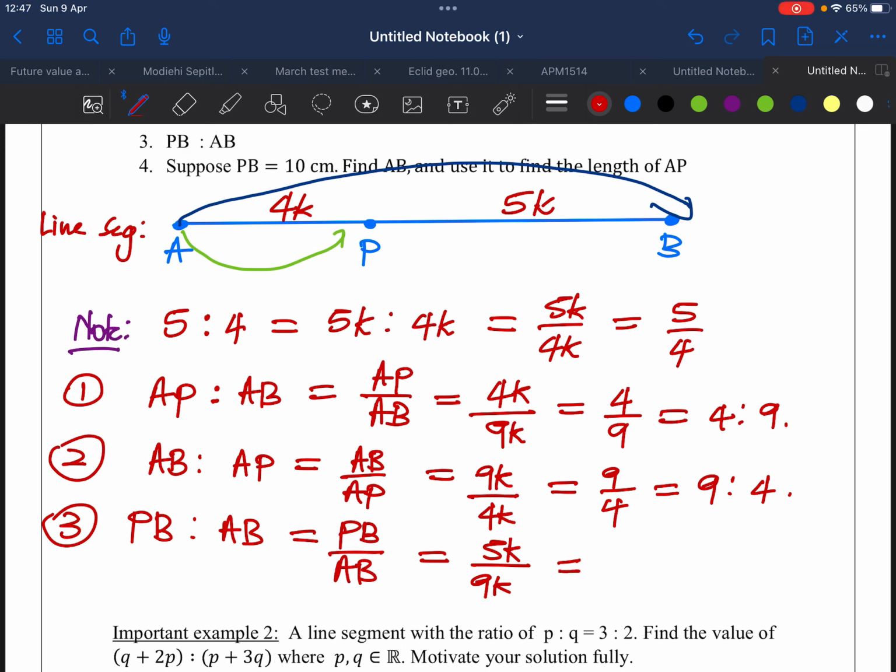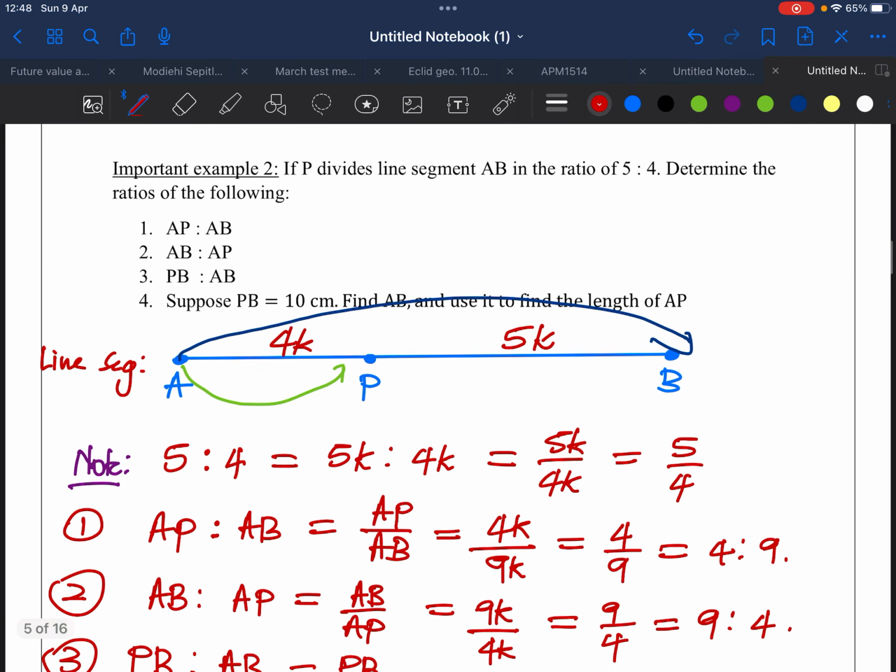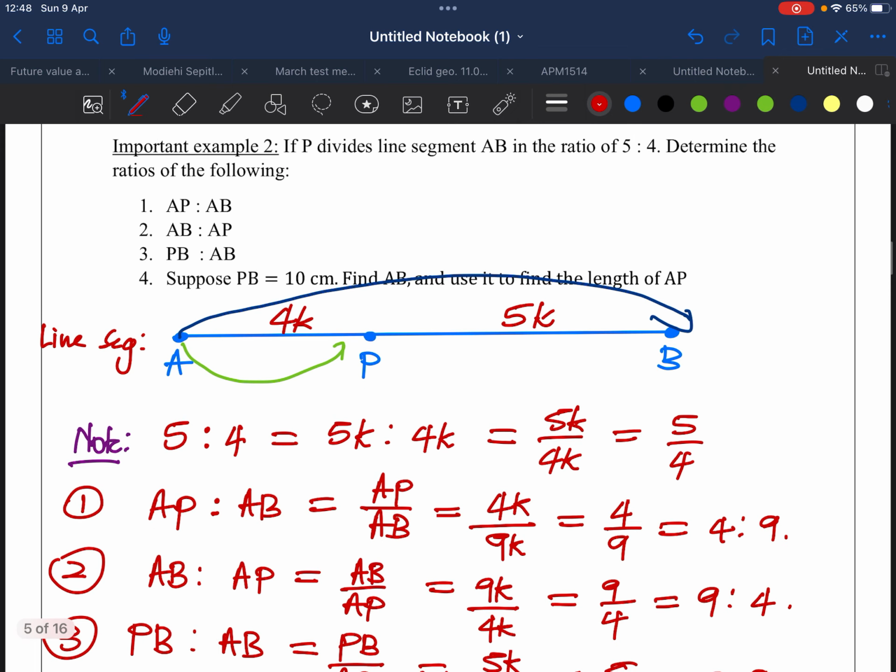So now we will have 5 over 9, which is equivalent to 5 is to 9. So now this is how you do number 1 up to 3.